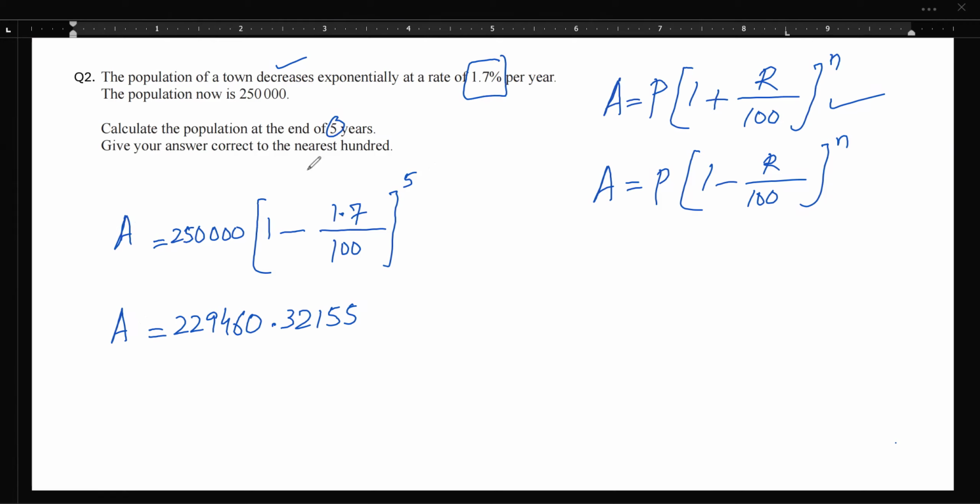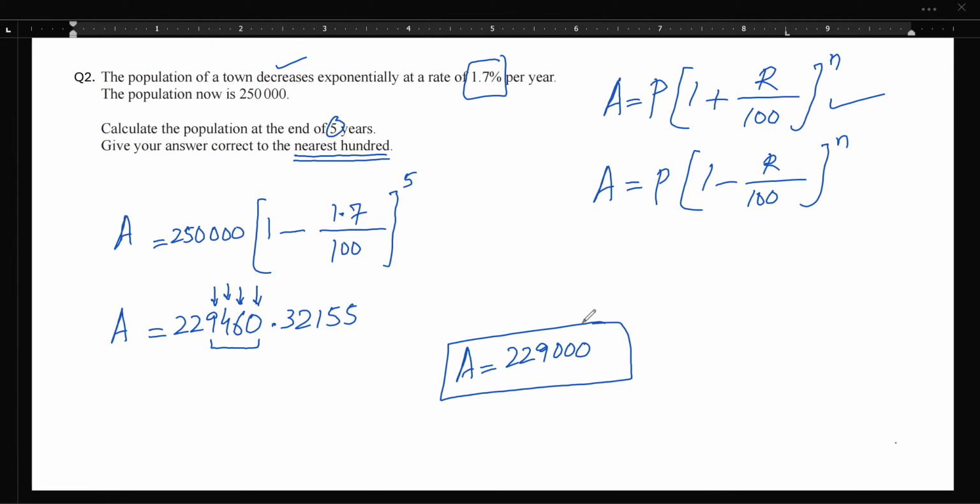But they mention here that your answer should be to the nearest thousand. So this is your thousand place. This is units, this is 10, this is 100 and this is 1000. So 9460 is nearest to which number? I hope you got the correct answer. It's going to be 229,000. 9460 is closest to 9000. Therefore, it's going to be 229,000. That's the population after 5 years of decrease.